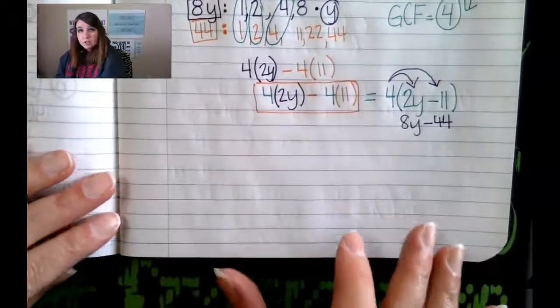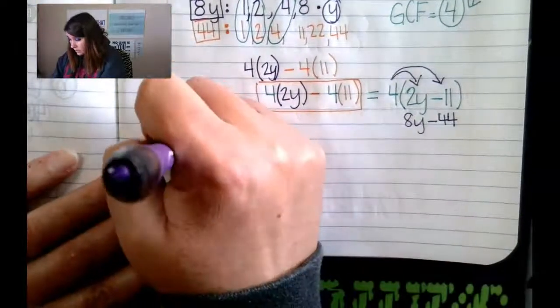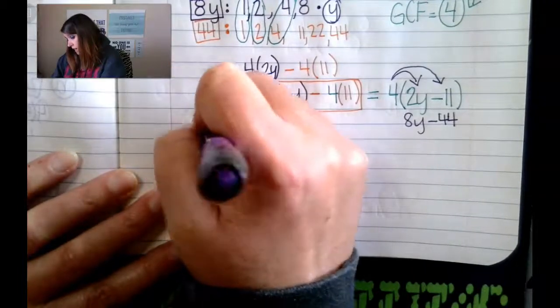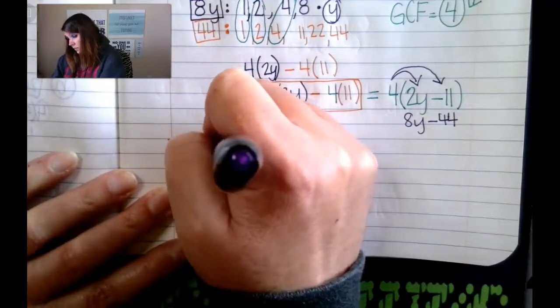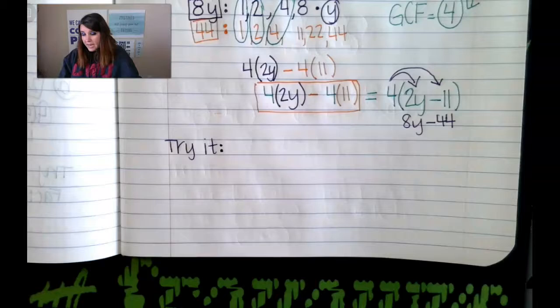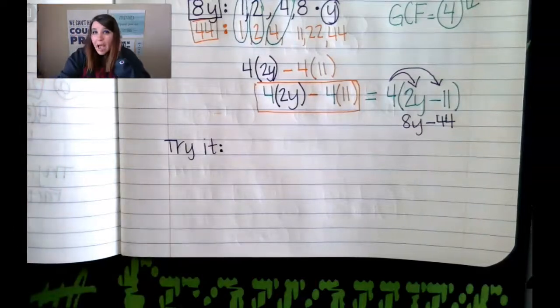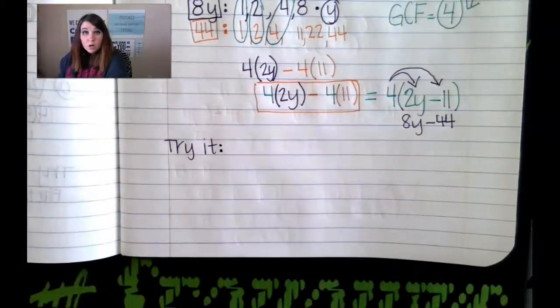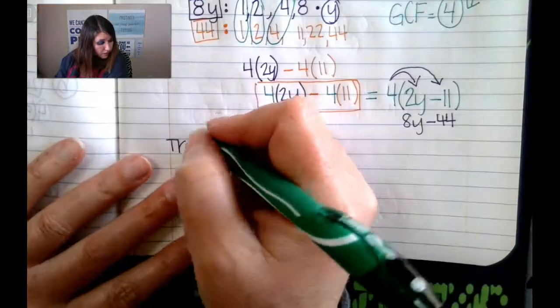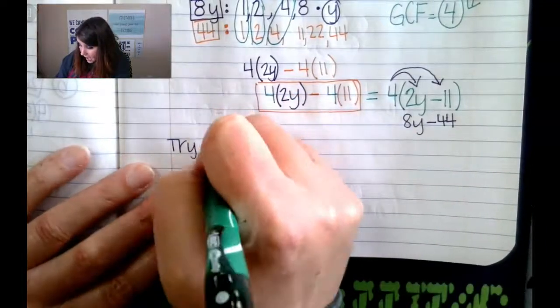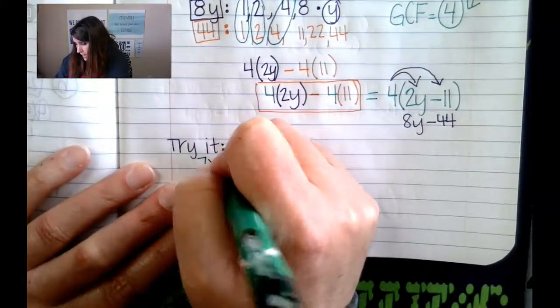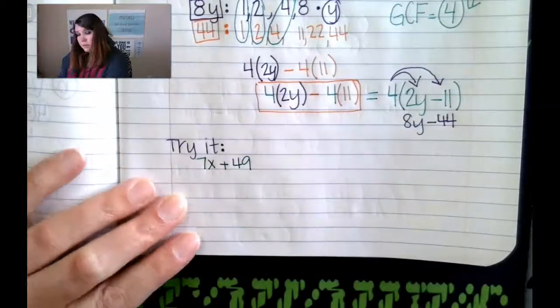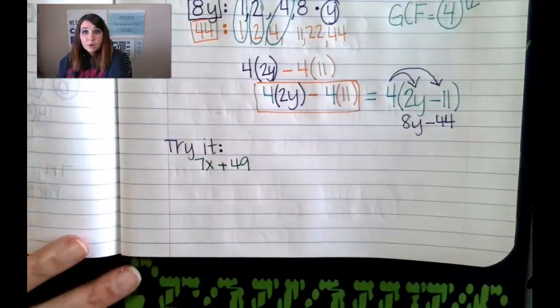Okay, ready? Your turn. It is your turn to do a try it. I know, it's the moment you've been waiting for. I know how much you love these to check your understanding, to see how you're doing. Do you get it? Do you understand what you're learning? All right, your problem that I want you to factor is 7x plus 49. 7x plus 49.